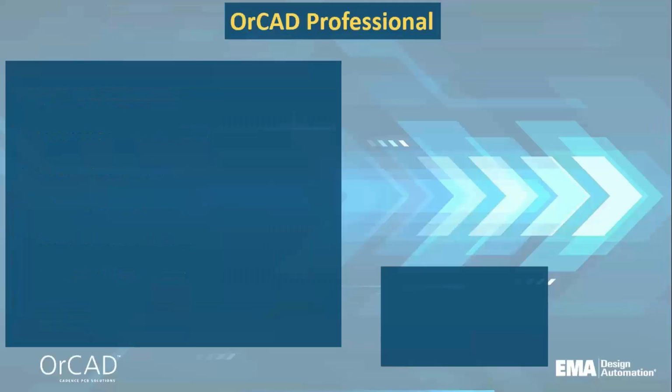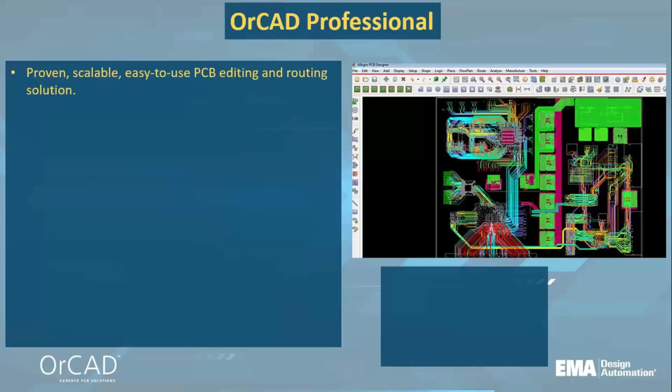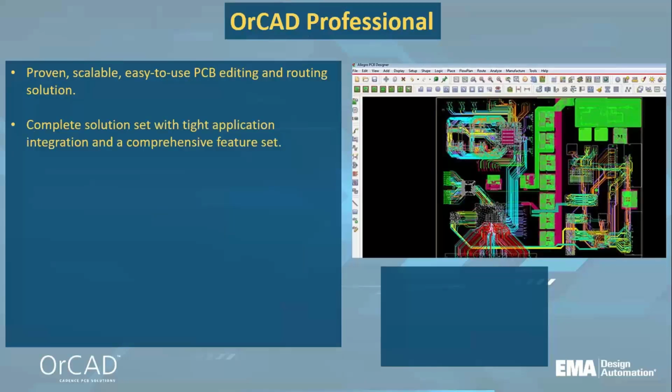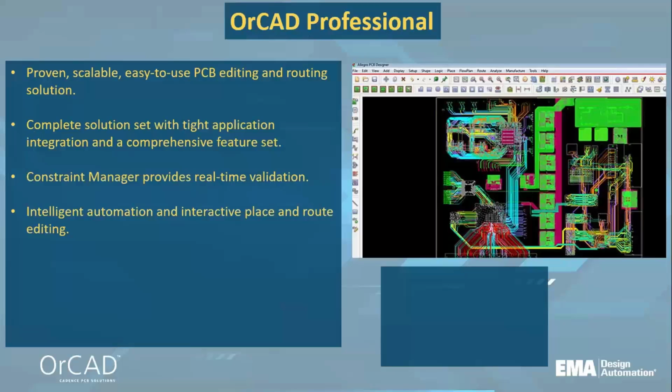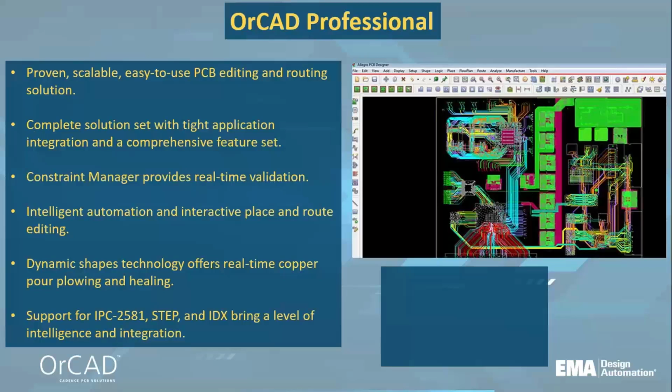OrCAD Professional or any of the layout tools that we have are proven, scalable, and easy to use for editing and routing solutions. We have a complete solution with tight application integration and a comprehensive feature set. Constraint Manager allows real-time validation on your designs, whether you're routing, looking for DFM, or placement violations. We have intelligent automation and interactive place and route editing. And dynamic shapes technology also offers real-time copper pouring and healing. You don't have to wait to re-pour your designs like you do in the PADS tool.